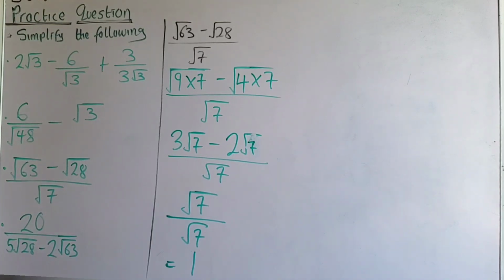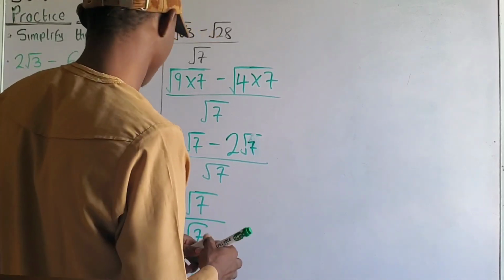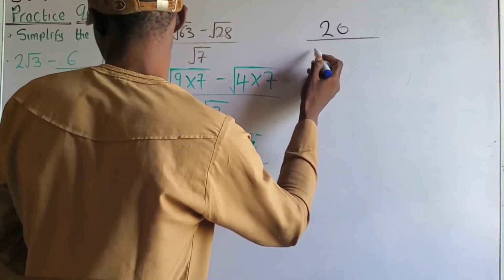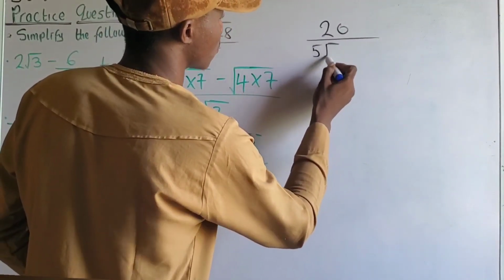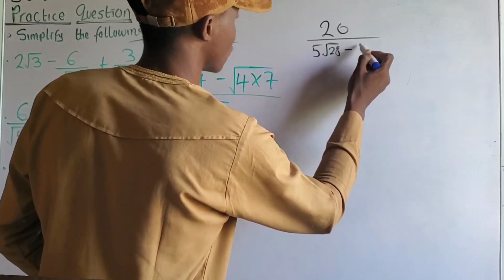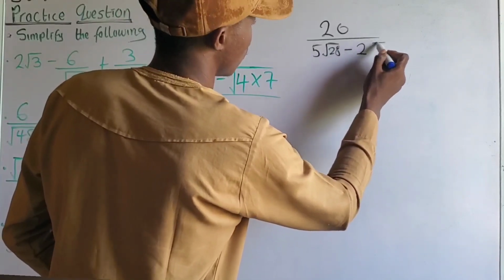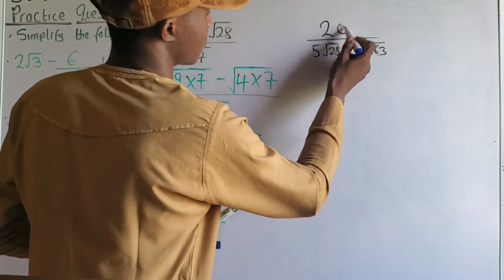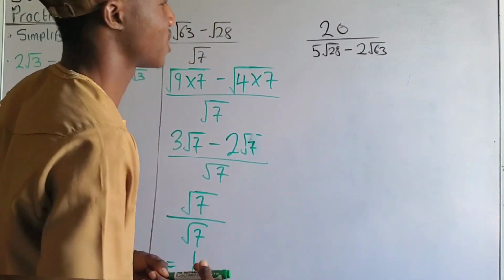Okay, so we have the fourth question here. 20 over 5 root 28 minus 2 root 63. 20 all over 5 root of 28 minus 2 root of 63. Okay, now how do we simplify this surd?